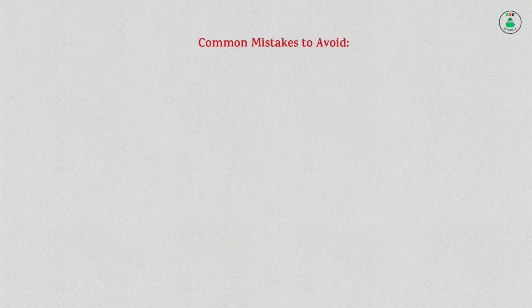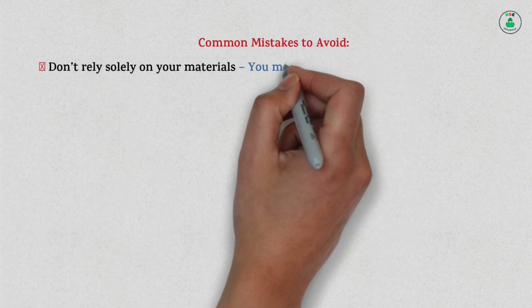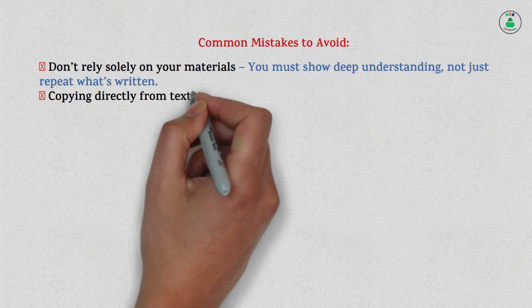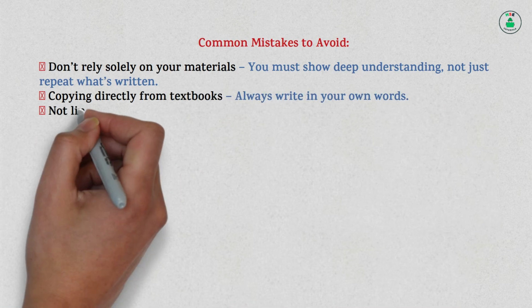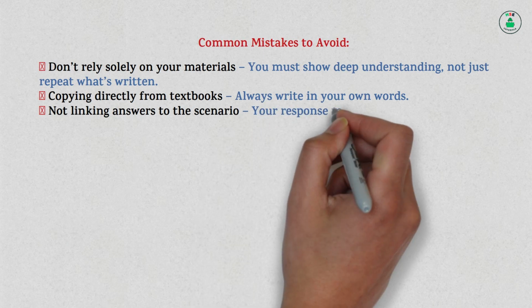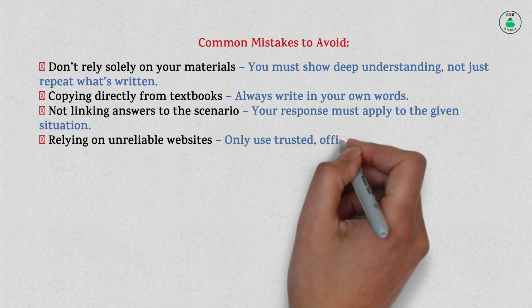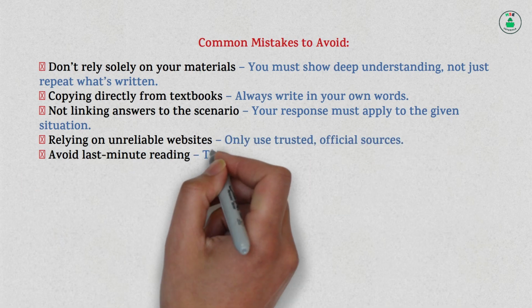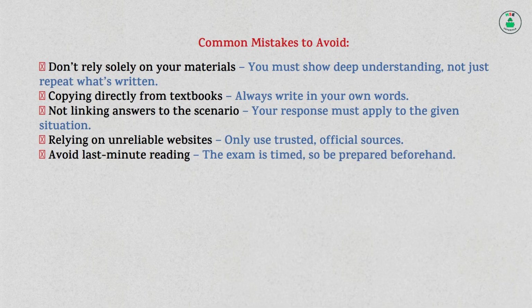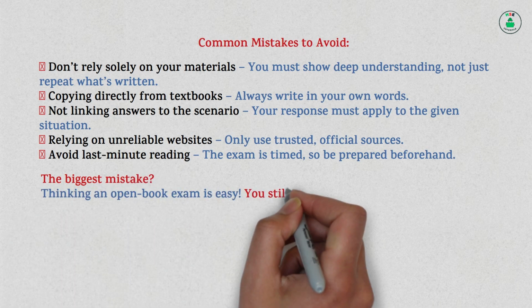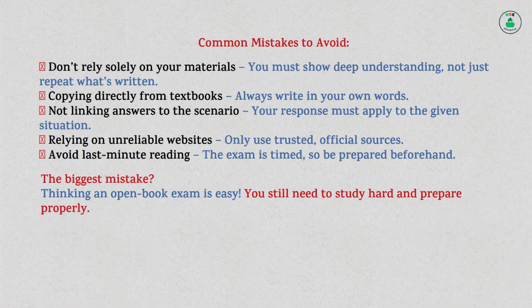Common mistakes to avoid. 1. Don't rely solely on your materials. You must show deep understanding, not just repeat what's written. 2. Copying directly from textbooks. Always write in your own words. 3. Not linking answers to the scenario. Your response must apply to the given situation. 4. Relying on unreliable websites. Only use trusted, official sources. 5. Avoid last-minute reading. The exam is timed, so be prepared beforehand. And the biggest mistake: thinking an open book exam is easy. You still need to study hard and prepare properly.